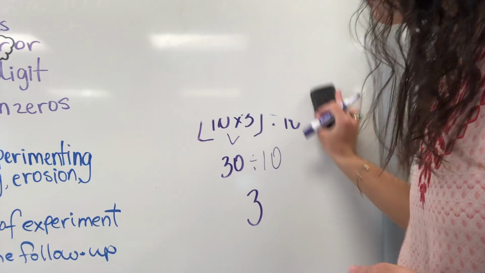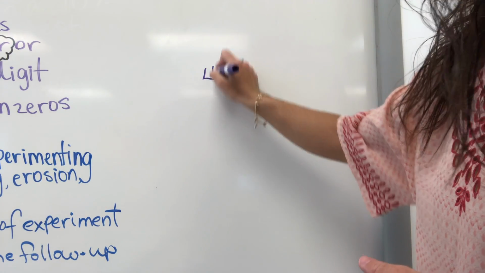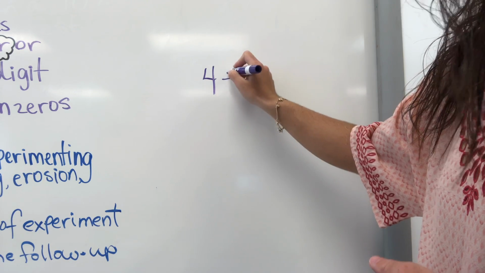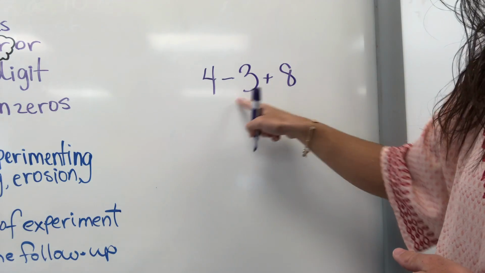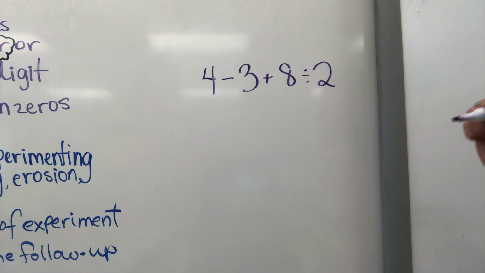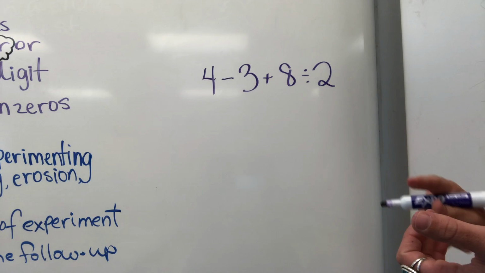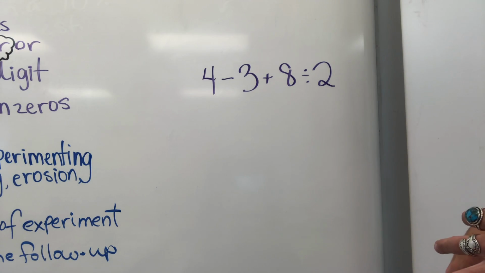Now let's look at a problem where you might not have grouping symbols. Let's do 4. Okay, so when I look at this problem, I'm going to still follow the rules of GEMDOS. So do I see any grouping symbols? The answer would be no, because I have no brackets, braces, and parentheses.